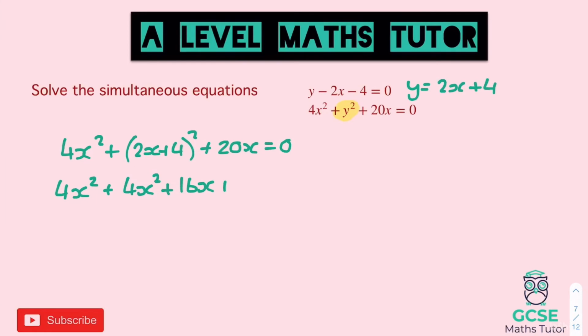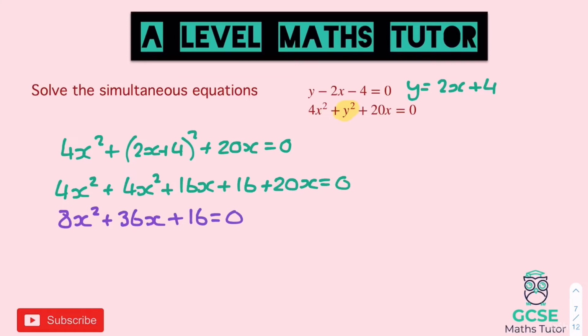4 times 4 is 16, so we get 16. And then plus 20x. There we go, and that all equals 0. Now we just need to tidy this up. So if we tidy this up, we've got those two 4x squareds to add together, so we have 8x squared. Then we've got a 16x and a 20x. That makes 36x. And we have the plus 16 at the end. There we go, and that all equals 0.